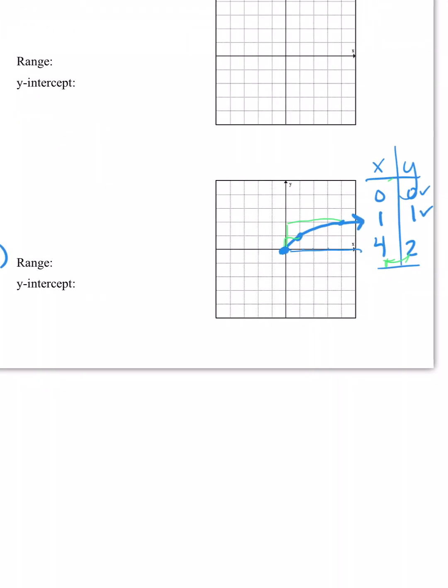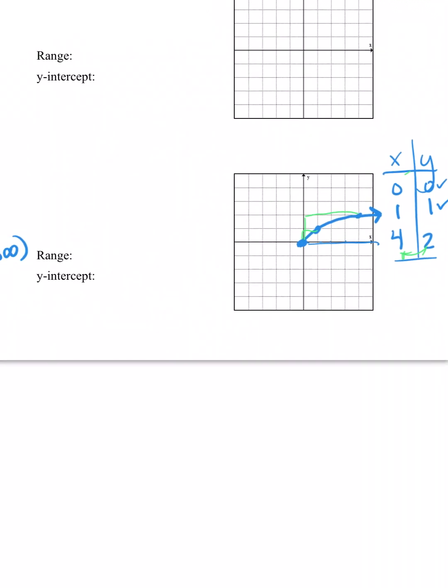Now range, look at my range. The lowest y value is 0 and the highest theoretically is infinity. It's going up very slowly, but it is going up. So y such that y is greater than or equal to 0. And in interval notation, that would be 0 to positive infinity.